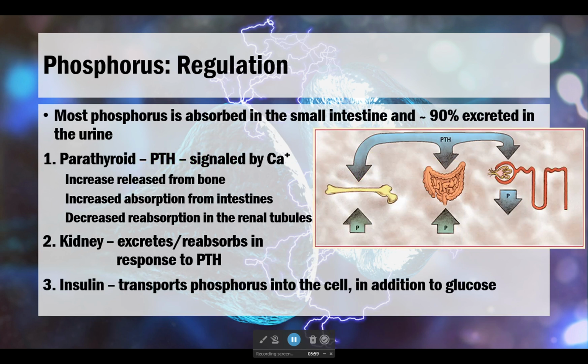Most phosphorus is going to be absorbed in the small intestine, and then 90% of it is going to be excreted in the urine. So this is consistent with what I've said before: absorbed in the gut, excreted in the urine.